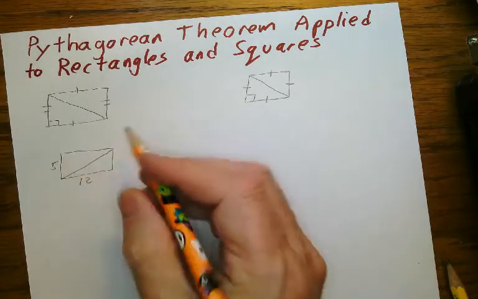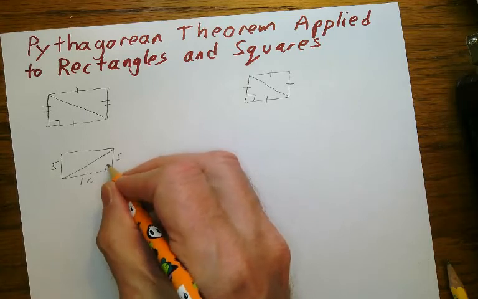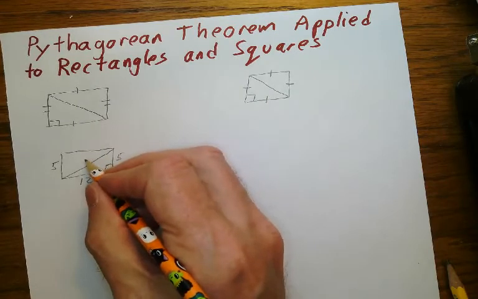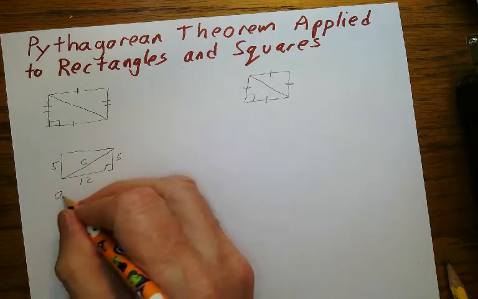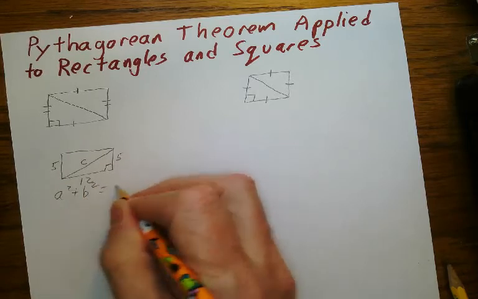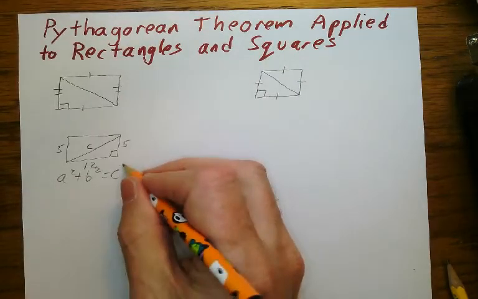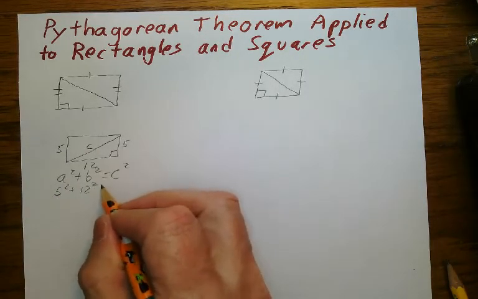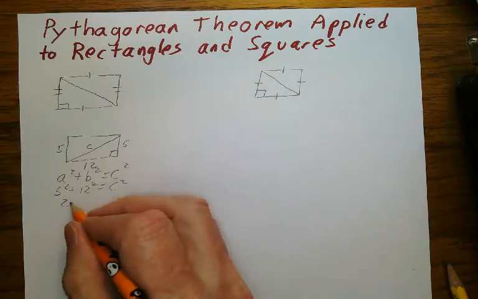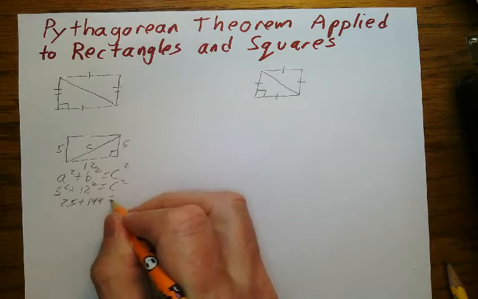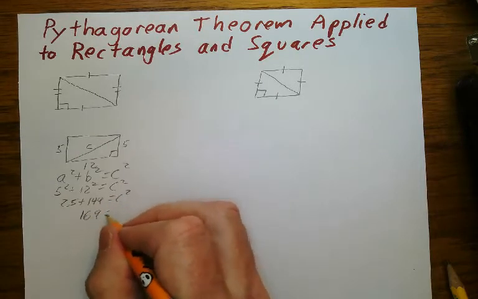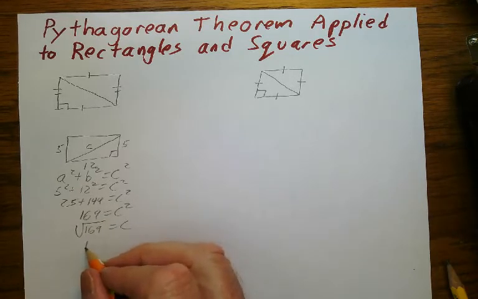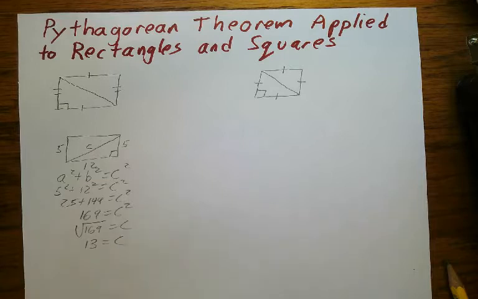Well, if that is 5, over here is 5 also, and it's a right angle, so there is our right triangle. We're trying to find the hypotenuse, which when we use the formula a squared plus b squared equals c squared, c is always the hypotenuse. So this is going to be 5 squared plus 12 squared is equal to c squared. 25 plus 144 is c squared. 169 is c squared. Now let's square root each side to get c, and the square root of 169 is 13. It's a perfect square.